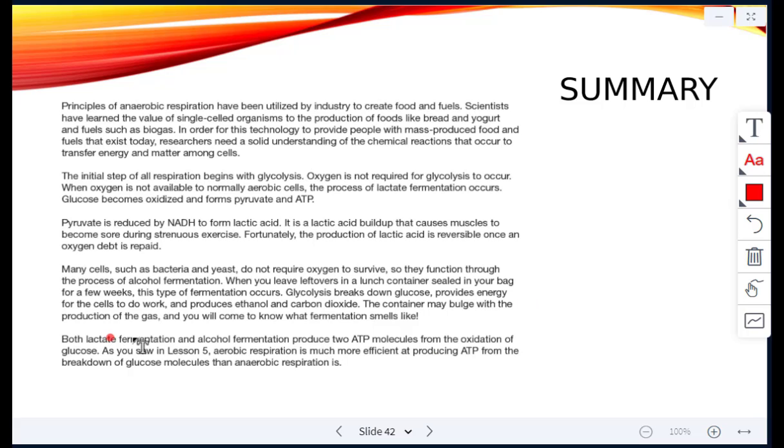Both lactate fermentation and alcohol fermentation will produce only 2 ATP molecules from the oxidation of glucose. So just like we saw when we looked at aerobic cellular respiration, it was much more efficient at producing ATP than fermentation is.